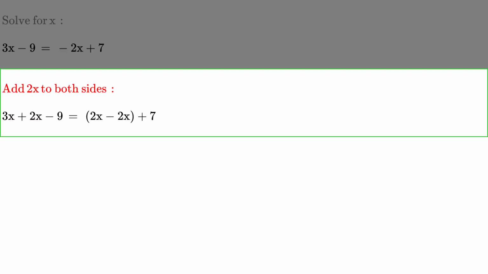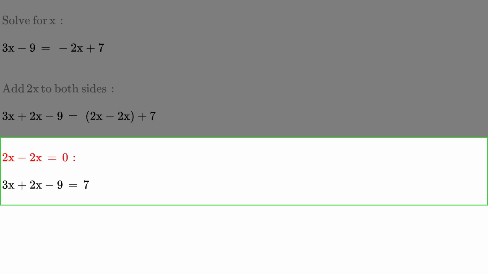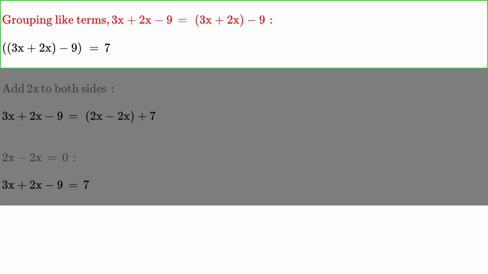This gives us 3x plus 2x minus 9 equals parentheses 2x minus 2x parentheses plus 7. 2 times x minus 2 times x equals 0. 3 times x plus 2 times x minus 9 equals 7. First, let's group like terms. We have 3x plus 2x minus 9.